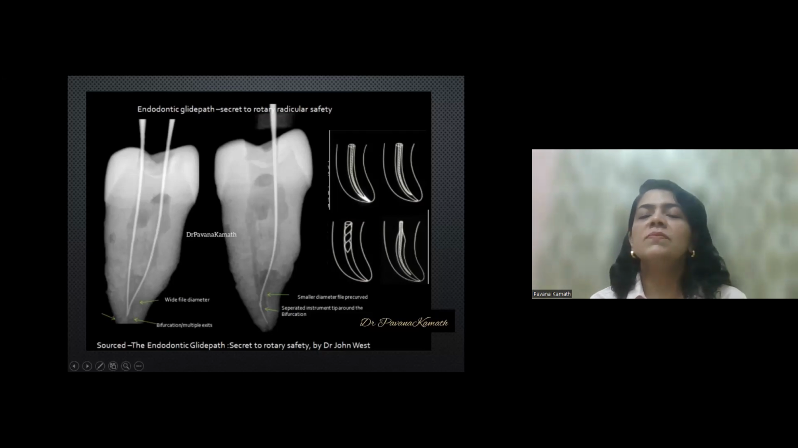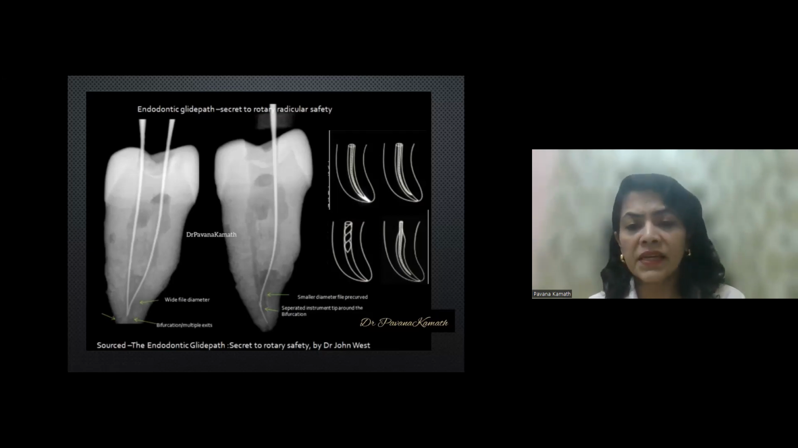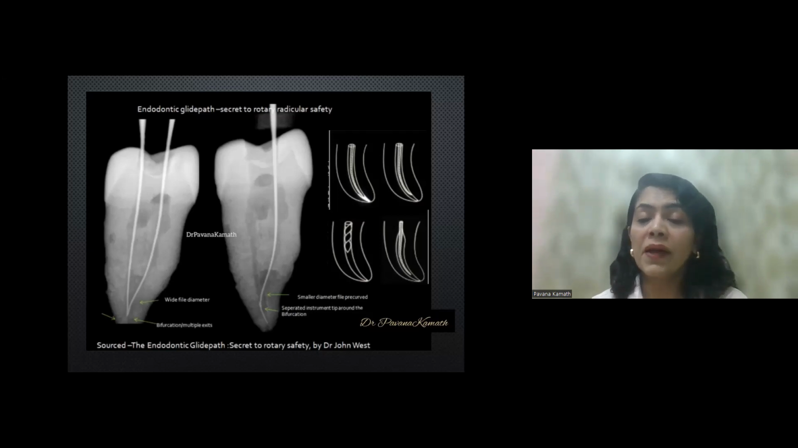Now, these images basically describe the difficulties which we encounter while establishing glide path. The first and the most common being a block in the apical third of the root canal. Now, this block is not necessarily a calcification. It is actually formed due to dentinal mud. It could also be some amount of vital pulp tissue, which could be blocking that area.